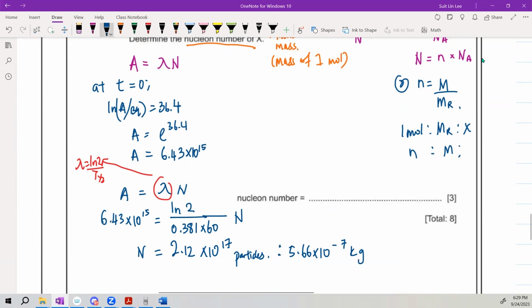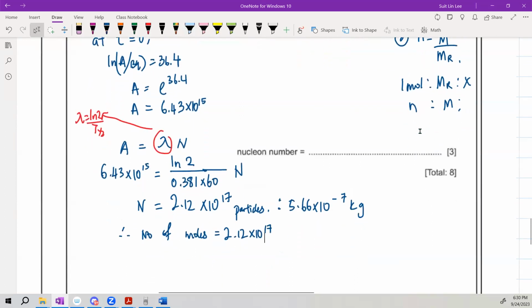Okay. So next step, hence the number of moles will be equal to 2.12 times 10 to the power 17 divided by 5.66 times 10 to the power of -7. If you are thinking, why am I doing chemistry? Sometimes in nuclear physics, the nucleus is a chemical element, so we'll be doing some chemistry.